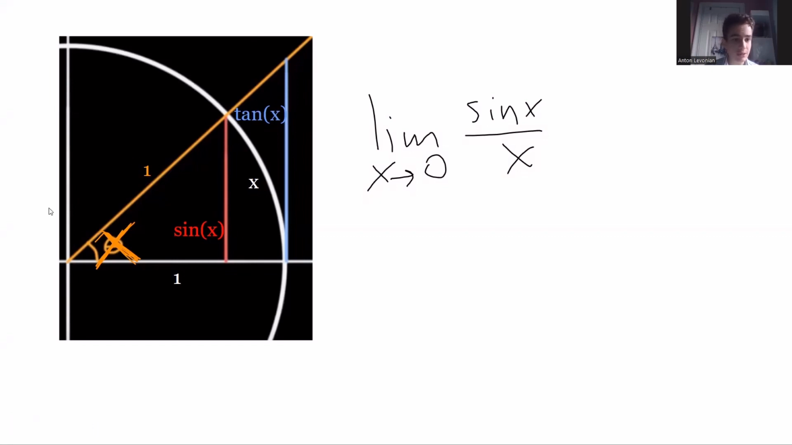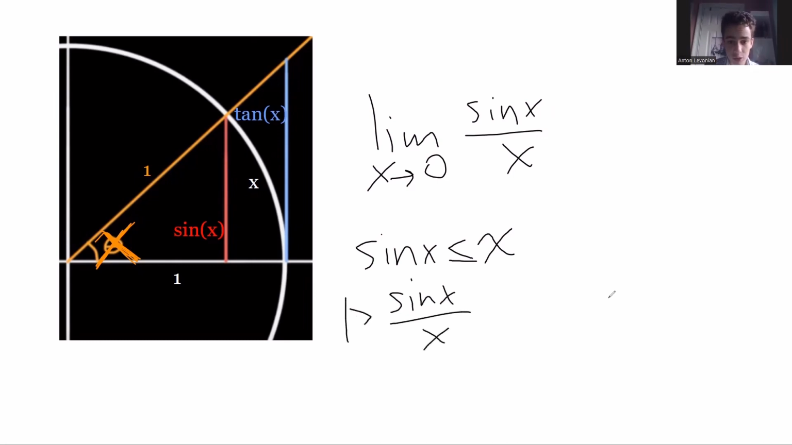For x in the second or third quadrants, this may not apply, but we want x that are close to 0, so this actually does. And so since sine of x is less than or equal to x, again, it's only equal when x equals 0, we get that sine of x over x is less than or equal to 1, right? Just dividing the x out on both sides.